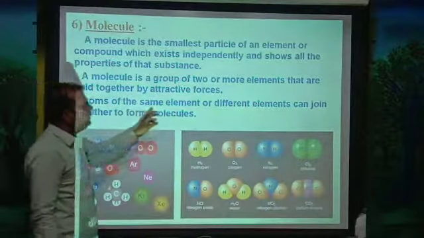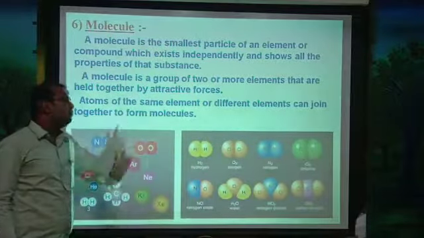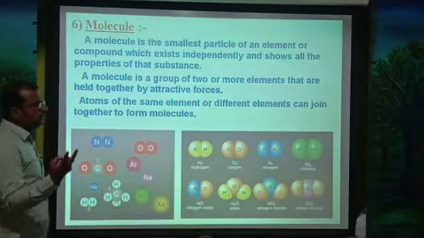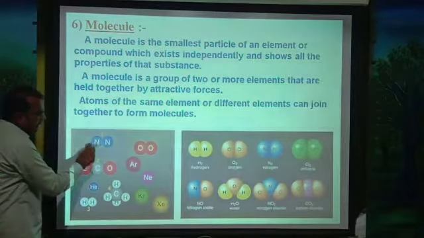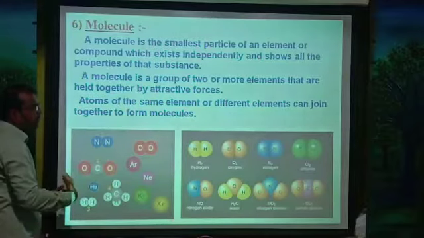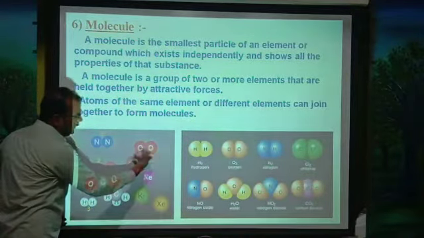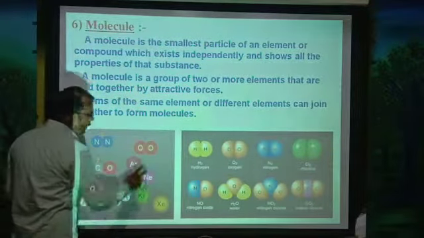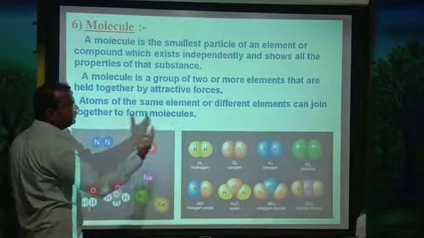Atoms of the same element or different elements can join together to form molecules. Here you see N and N: two atoms of the same element. The two atoms are held together to form one molecule. Here also two atoms are there, of the same element, oxygen. Oxygen 1 and oxygen 2 are held together and make a molecule.